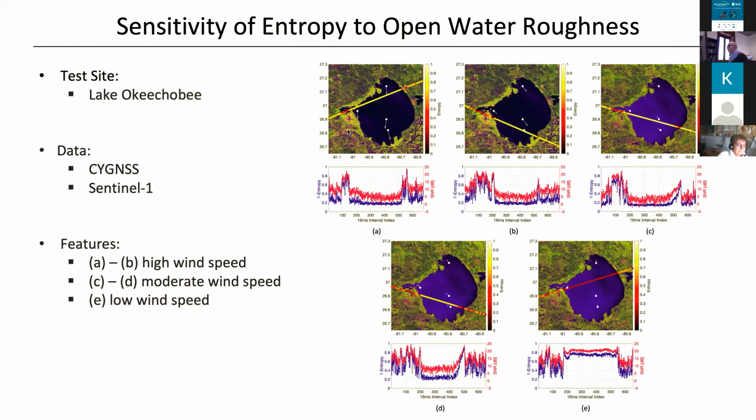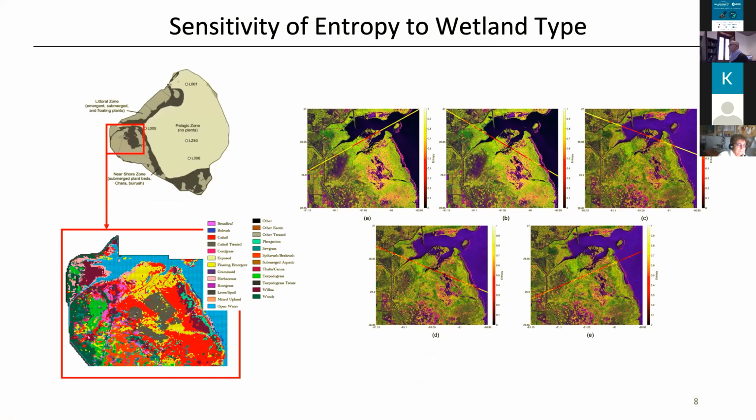In the plots, you can see the entropy compared with the SNR, and you can see that there is some similarity between measurements from SNR and entropy. One means entropy equivalent, but perhaps the entropy measure is more stable than the SNR. So there is also a sensitivity of entropy to the wetland type.